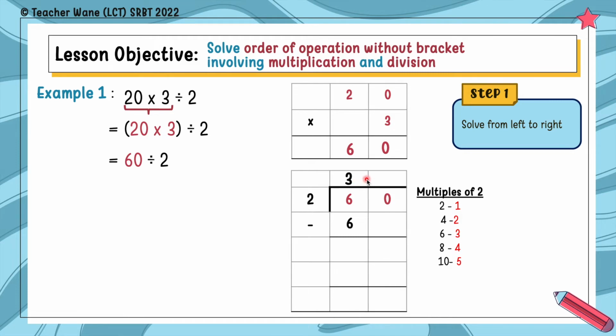Okay, so 6 minus 6 is 0. And then I will bring down the 0. So 0 divided by 2, the answer here is 0. So I have no remainder. So the answer is 30. So this is my final answer.